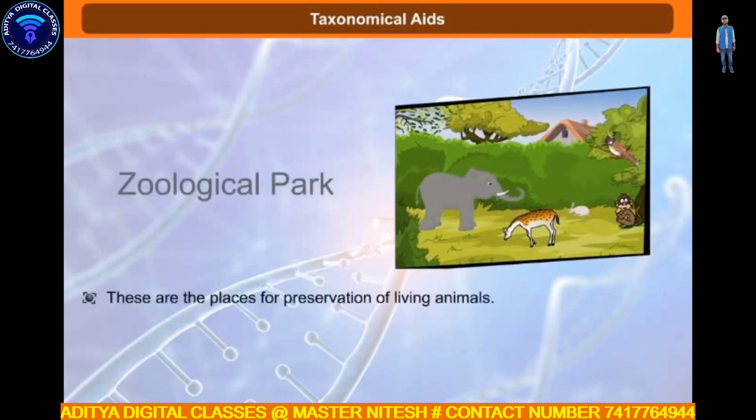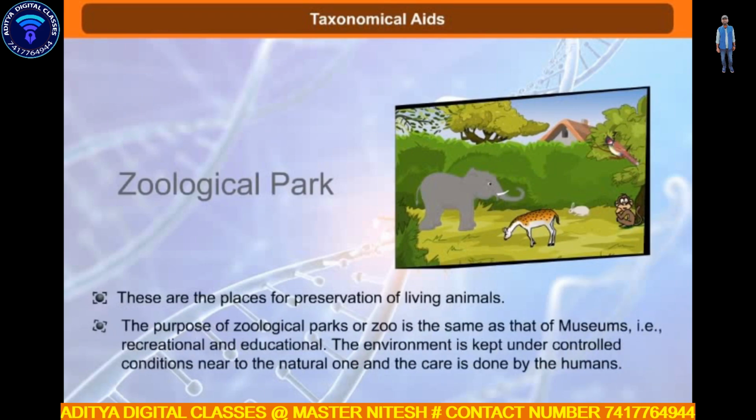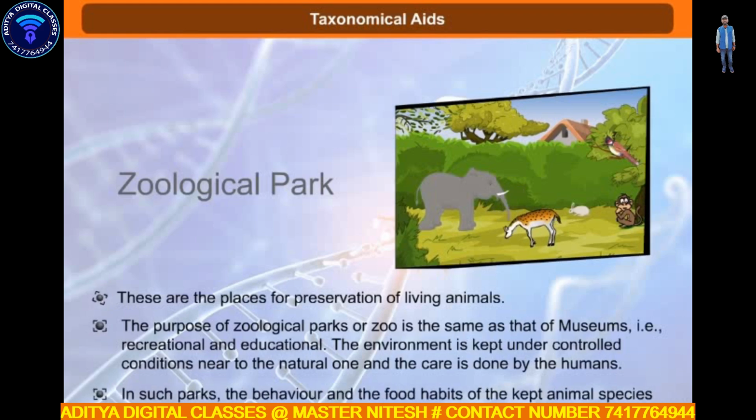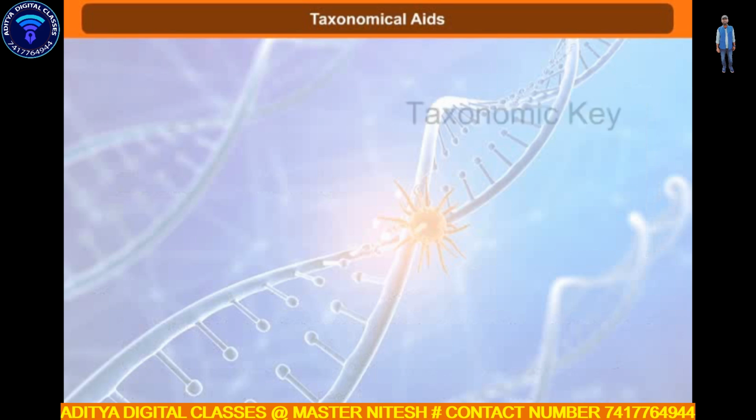Zoological park. These are the places for preservation of living animals. The purpose of zoological parks or zoo is the same as that of museums, that is, recreational and educational. The environment is kept under controlled conditions, near to the natural one, and the care is done by the humans. In such parks, the behavior and the food habits of the kept animal species can be well understood.